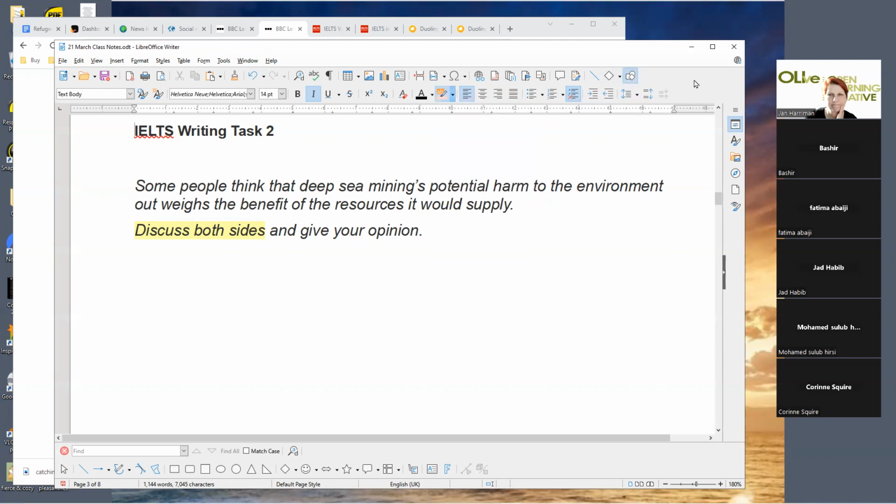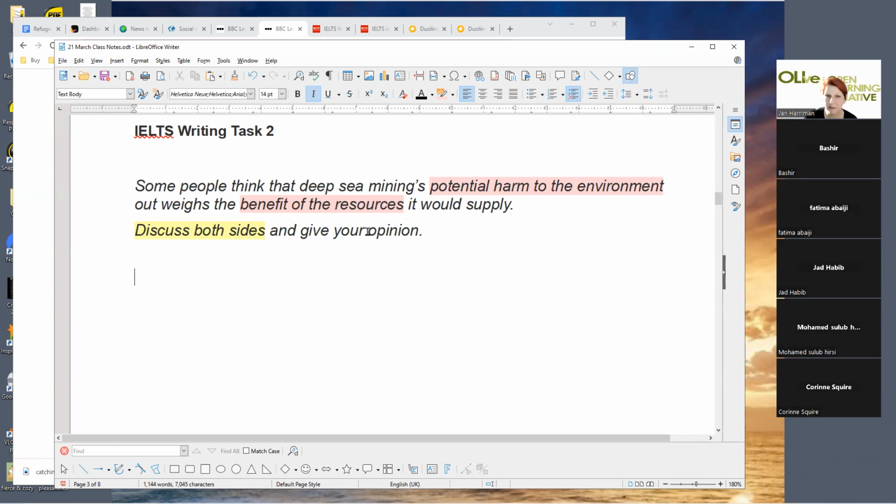Oh. A benefit and damage. Yeah. So, there we go. So we've got potential harm. Actually, let's just stick with potential harm and benefit of the resources. Yeah, now let's do potential harm to the environment is the whole thing. So there's our two sides, and you see that they're in the question. All right. The answer is in the question. The two things we need to discuss are the harm to the environment and the benefit of the resources.